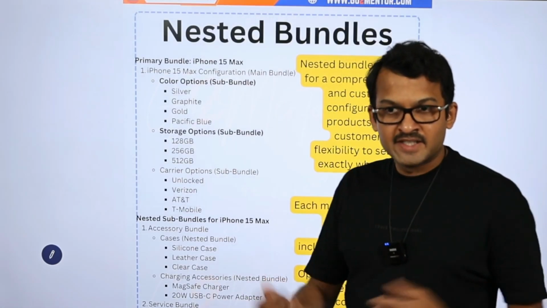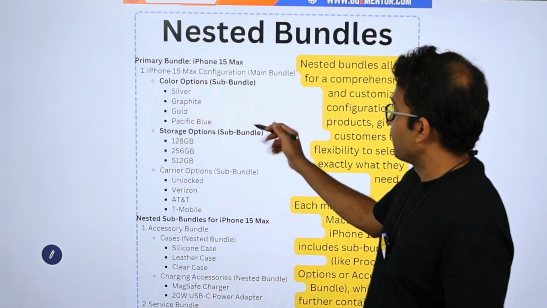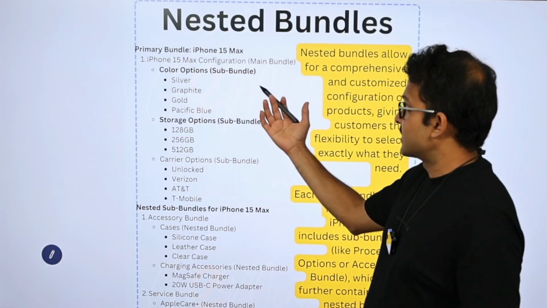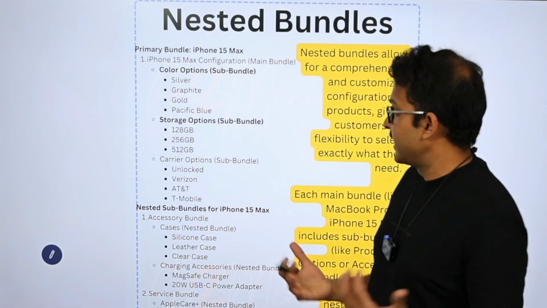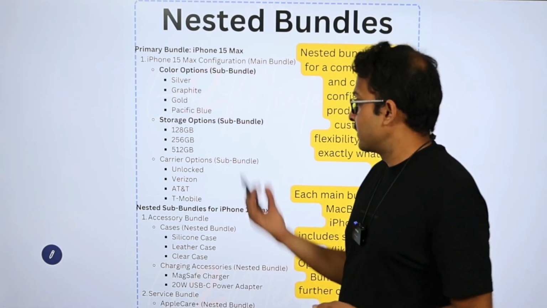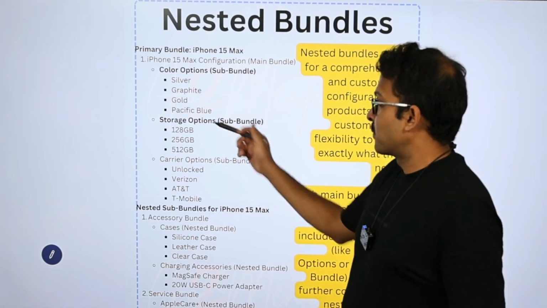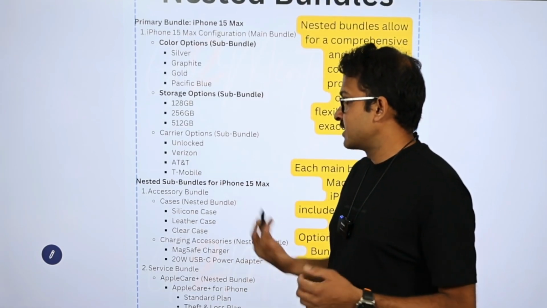Take this iPhone as an example, right? So we were discussing the other day, so we'll just continue with that. So now an iPhone, for example, it comes with, first of all, the variations, and then there are multiple color options, right? You have silver, graphite, gold, Pacific blue. Once you're past that, you have various storage options: 128, 256 GB, 512 GB.